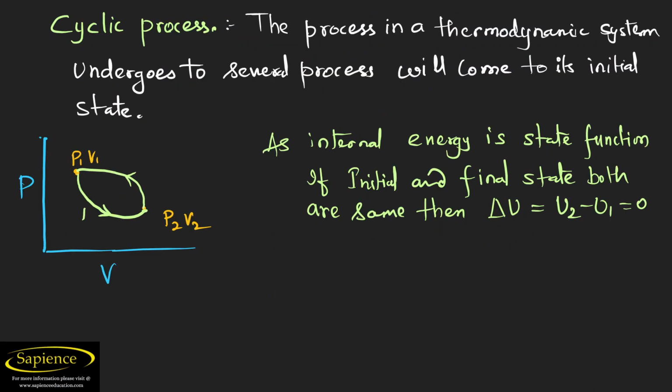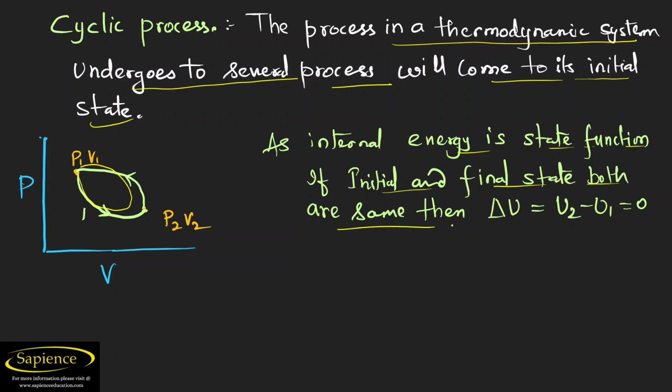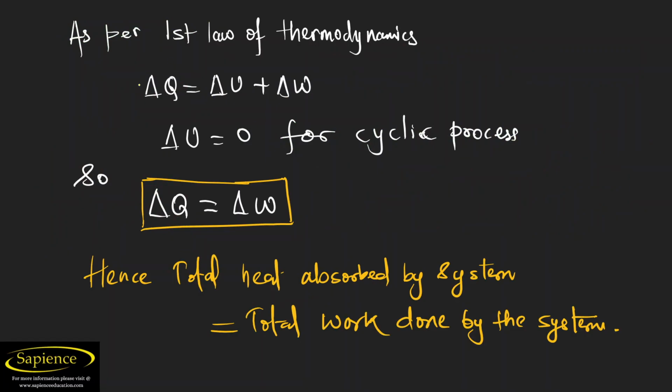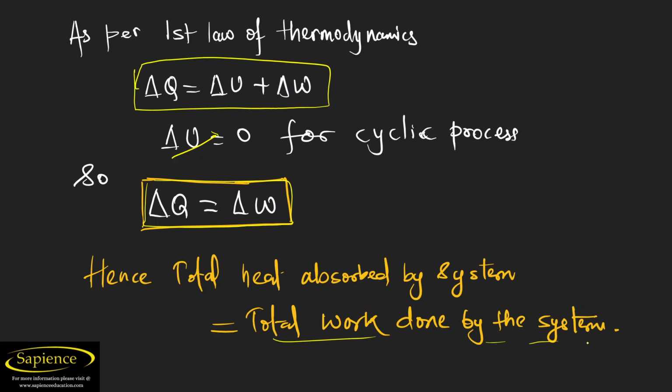Now let us discuss the cyclic process. A cyclic process is one in which a thermodynamic system undergoes several processes and comes back to its initial state. See here, it starts from here and again goes back to the same state. As internal energy is a state function, the initial and final states are the same, so the change in internal energy for this case will be 0. So del U will be 0. As per the law of thermodynamics, del Q is equal to del U plus del W. If del U is equal to 0, then del Q will be equal to del W. Hence the total heat absorbed by the system is equal to the total work done by the system.